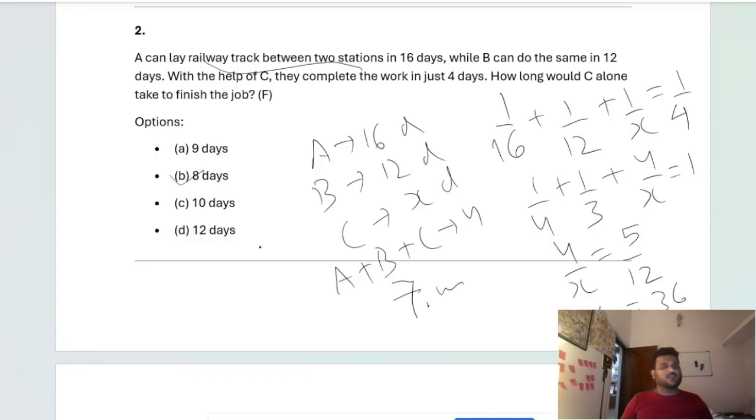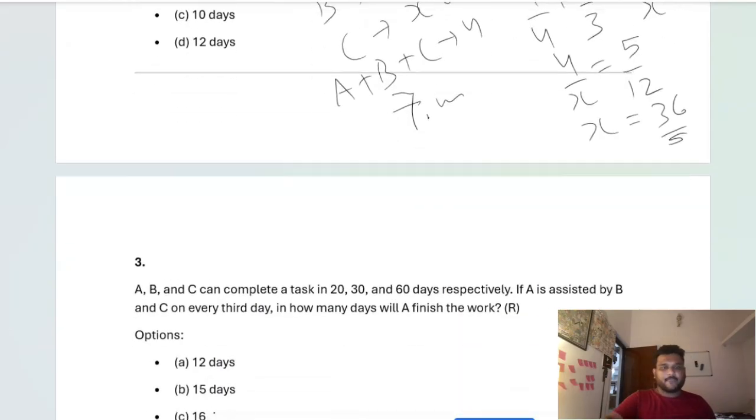Sometimes they want to check if you're getting panicked with the calculation, so we double check, but it's coming 7 point something, so the closest answer is 8. So you will mark 8 here. Let's go ahead.